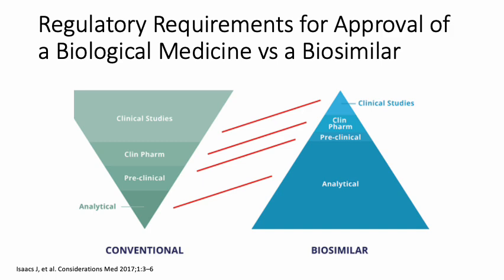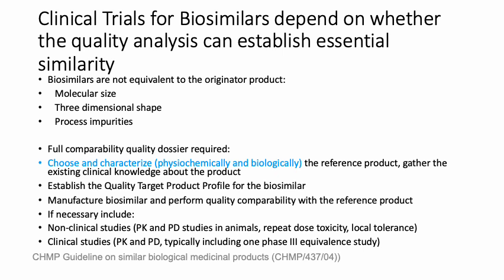For a biosimilar medicine, the focus is on confirming a high level of similarity to another EMA-approved biological medicine containing the same active substance, that is, the reference medicine. The safety and efficacy profile of the active substance in the reference medicine is already established at the time of a biosimilar medicine's development. So clinical trials for biosimilars depend on whether the quality analysis can establish essential similarity.